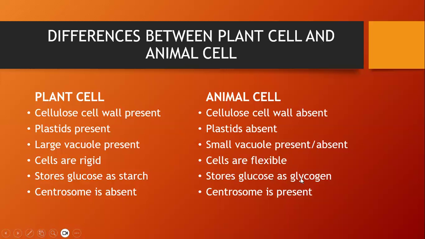And one thing you should never forget is this line, as you can see. Plant stores glucose as starch, while animal stores glucose as glycogen. So take note of that. Plant cell stores glucose as starch, while animal cell stores glucose as glycogen. Then centrosome is absent in plant cell, while centrosome is present in animal cell. So that is another way of identifying a plant cell or an animal cell.